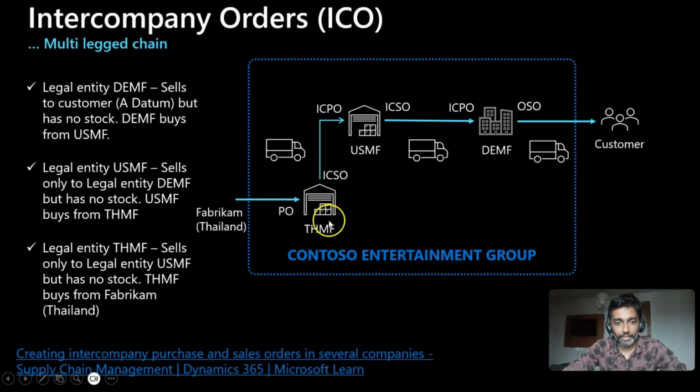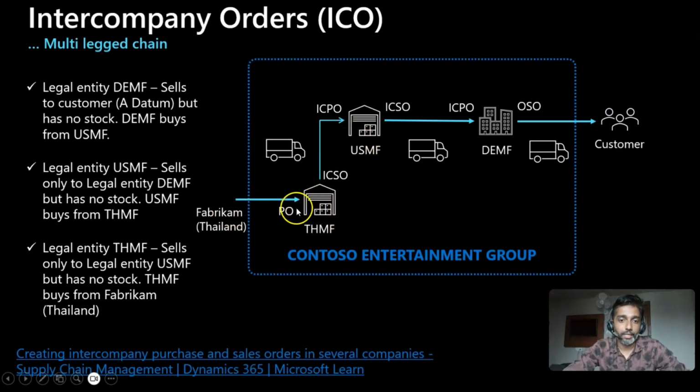Do not ask me why THMF is not directly supplying to DEMF. It can be just for the purpose of building a multi-legged intercompany order chain. I just came up with this scenario. It could be because of various reasons, like USMF consolidating the opportunities from across multiple legal entities and then selling to the trading legal entity, or because of the mode of delivery or the group buying policies. So it can be various reasons, right?